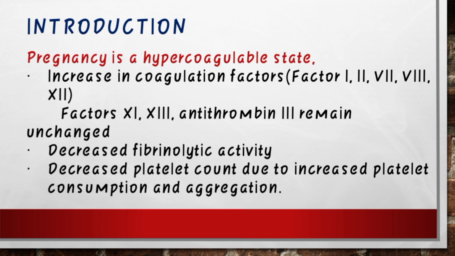These include an increase in coagulation factors such as factor 1, 2, 7, 8 and 12. But some other coagulation factors like factor 11, 13 and antithrombin 3 remain unchanged. Most of the coagulation factors increase during pregnancy. That is one of the important changes. The next change is a decrease in fibrinolytic activity and also a decreased platelet count. Why? Due to increased platelet consumption and aggregation. So all these changes make pregnancy a hypercoagulable state.